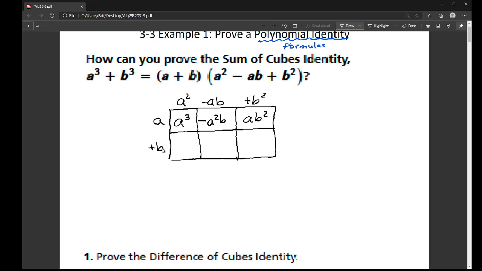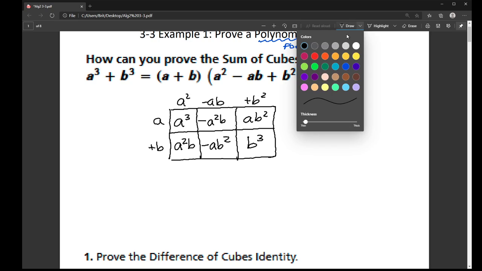Now here across the bottom, b times a squared is a squared b. B times negative ab is negative ab squared. And b times b squared is b cubed. All right, now it's important that you guys keep your variables in the same order. Sometimes Savvas does some weird stuff with their word problems where they change the order of the variables. So make sure that your variables are always in alphabetical order or you're going to run into some boo-boos.